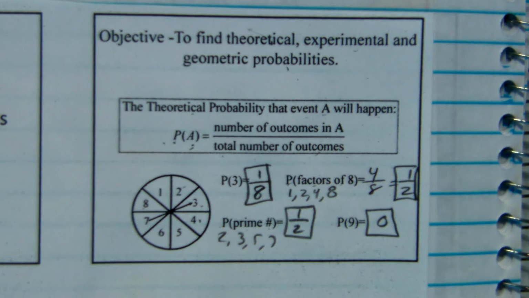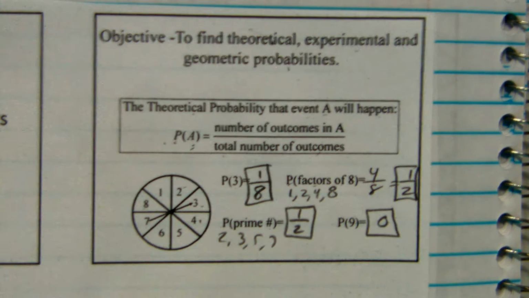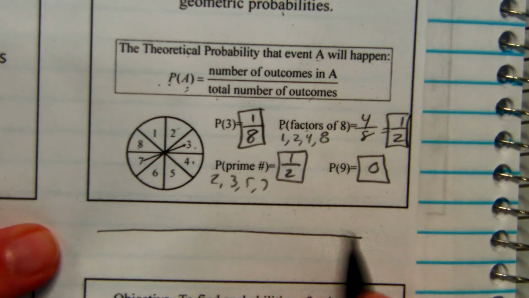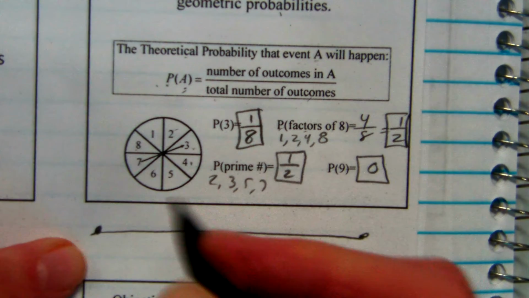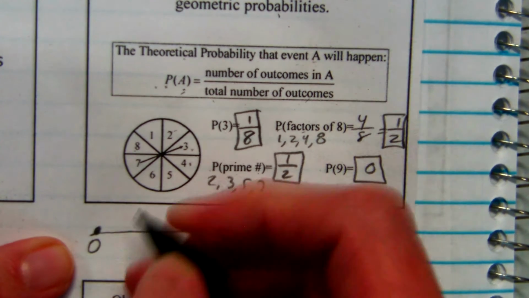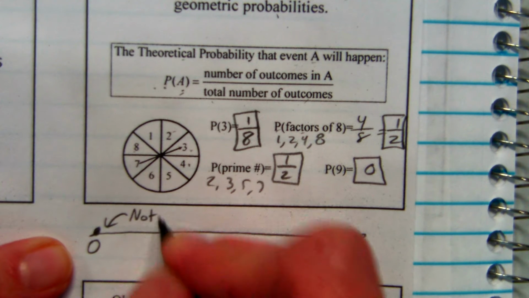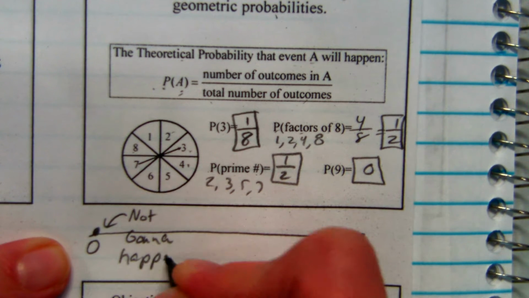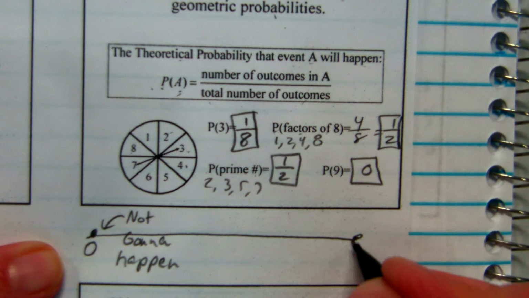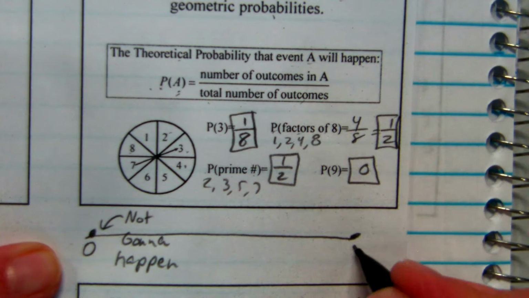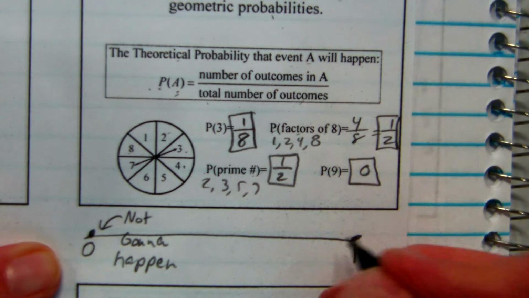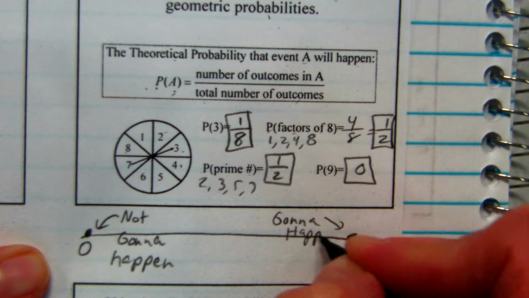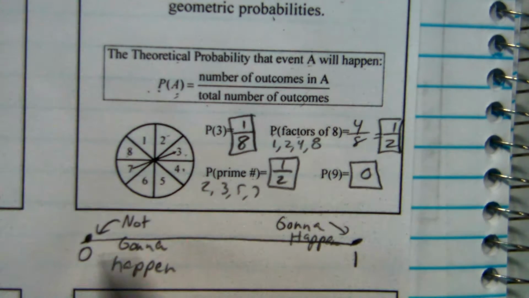Okay, so if you get a probability of 0, below this box, we'll just draw this little continuum. So if we're looking at probability of 0, that means it's not gonna happen. Not gonna happen. Gotta write it that way. Okay? Over here, if you have a probability of 1, which would be the same thing as 100%, it means it's gonna happen. And then everything in between would be along this continuum.